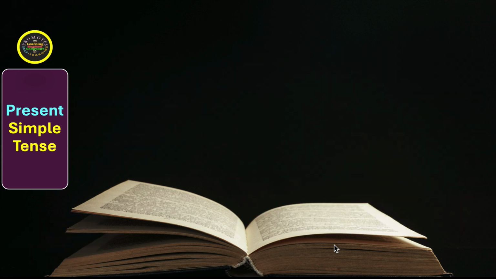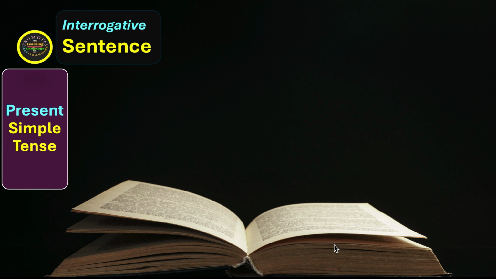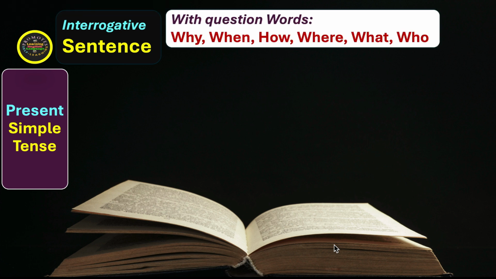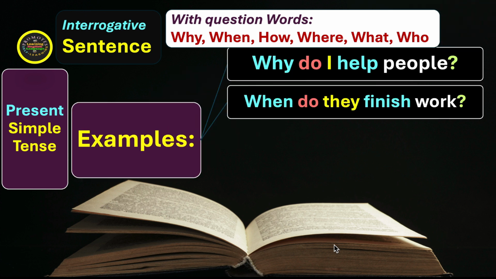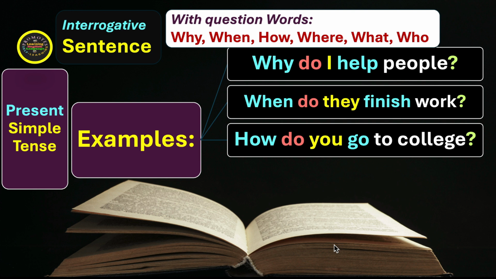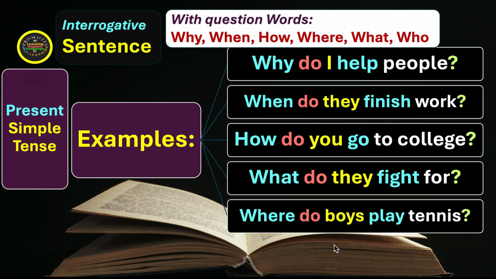Now we continue and move on to the next stage, interrogative sentences, but with question words like why, when, how, where, what, who. See the examples. Why do I help people? When do they finish work? How do you go to college? What do they fight for? Where do boys play tennis? What we notice here is that question words are used before do, and then we have the subject. This is very important to notice.